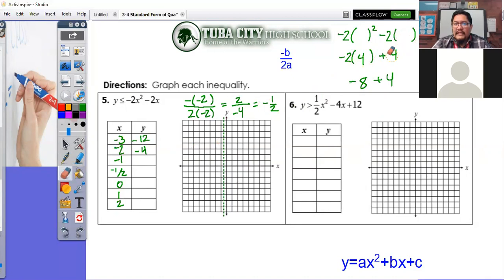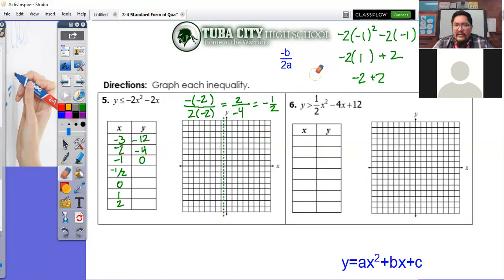And let's plug in -1. So it looks like just about all of this is going to change. -1 and -1. All right, -1 squared, we get 1. And here I have 2 negatives, so that's going to be positive. -2 plus 2, and that would be 0.